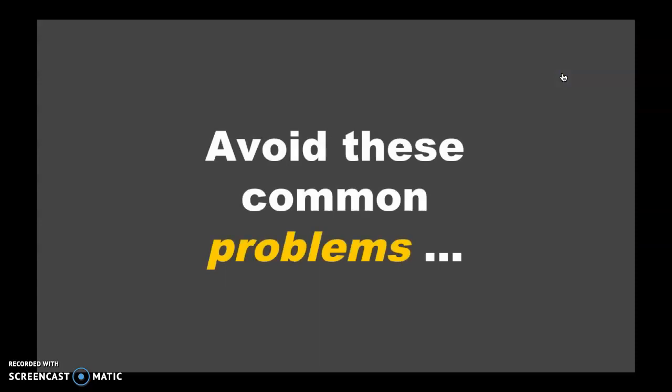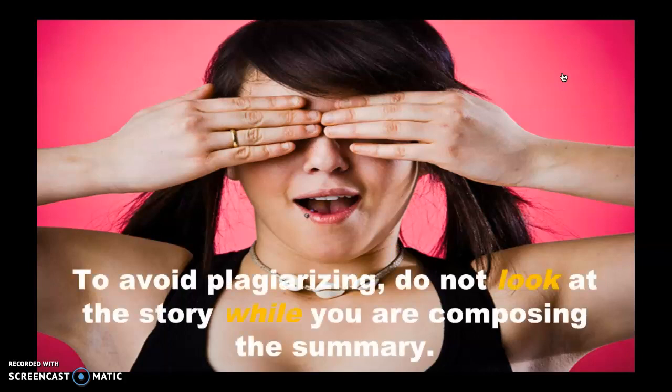So when you're writing a summary, you want to avoid these common problems. And the first one is to avoid plagiarizing. That is where you would be copying words directly from the story or text and not using quotes. So you have to give credit where credit is due. They are not your words. Those words or phrases in the story really belong to that author. So when you're writing your summary, try not to look at the story while you're composing that summary.